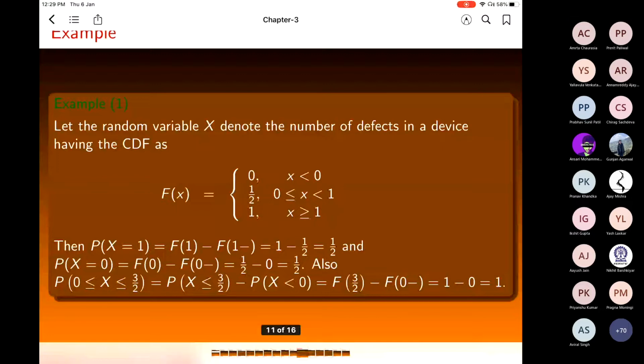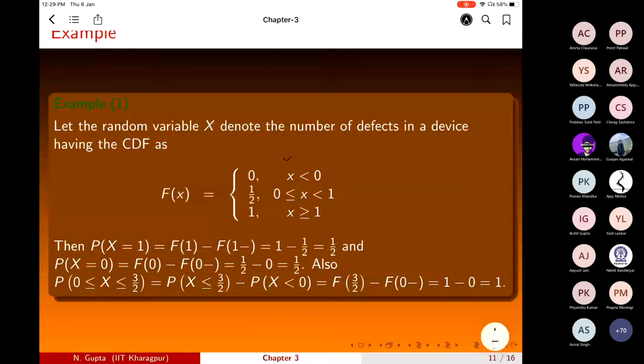So let x be a random variable denoting the number of defects in a device, having CDF as 0 for x less than 0, half for x greater than or equal to 0, and 1 for x greater than or equal to 1. So find probability x is equal to 1. That will be F of 1 minus F of 1 minus. So F of 1 is 1, F of 1 minus, just below 1, value is half. This is half. X is equal to 0: this will be F of 0, half, minus F of 0 minus, just below 0, which is 0. This is also half.